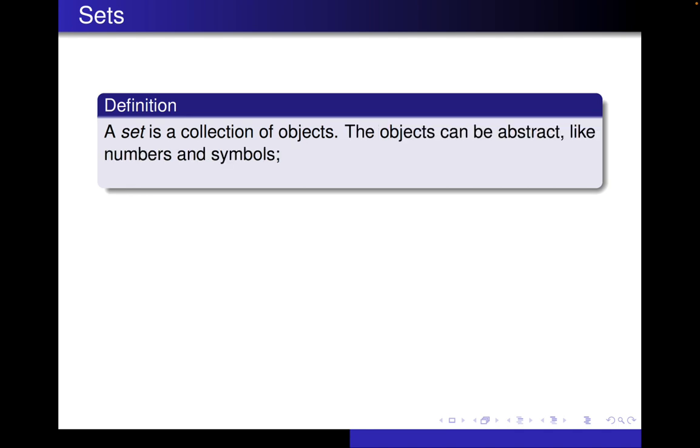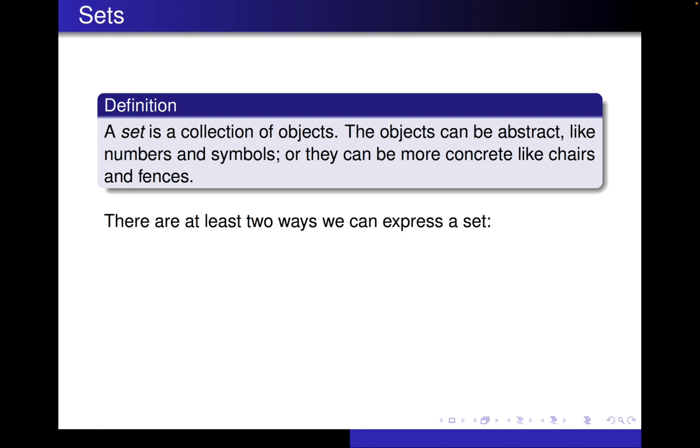And these objects can be abstract, like numbers. You can have sets of numbers. You could have sets of symbols. You can have something more concrete, like a set of chairs, like the set of chairs in my dining room or something like that. Or fences, the set of fences between myself and my neighbor's yard, something like that.